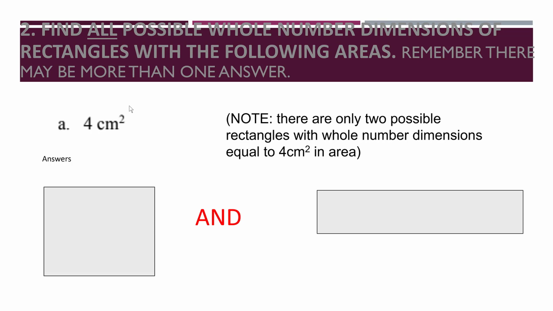I want you to find all the possible whole number dimensions of rectangles with the following areas. Remember, there may be more than one answer. Okay, so we're looking at 4 centimeters squared. Can you tell me all the possible ways to make a rectangle with an area of 4 centimeters squared? I'm going to pause for a second. You can write your answer in the comments below. Okay, good. And here are your answers. 2 by 2 or 4 by 1.